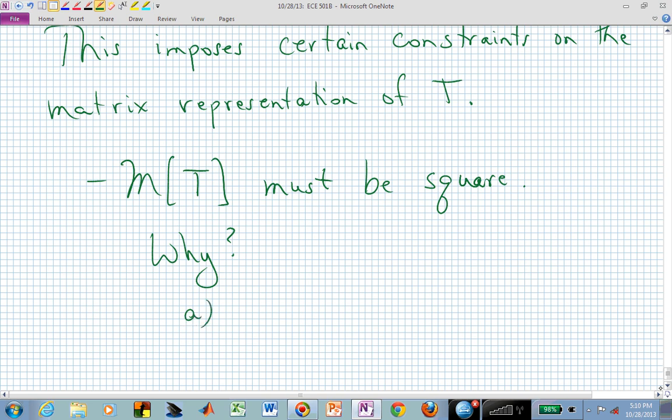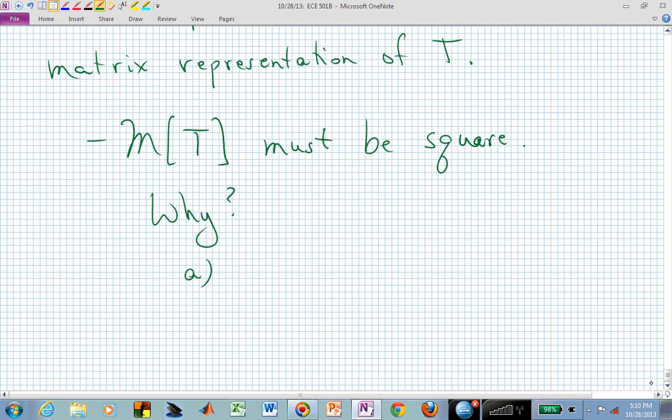What are some reasons why that matrix representation needs to be square? Well, the first time we used operators, we said we were going from V to V, so we have to be going between similar vector spaces, which means our operator is square. So the matrix representation of these operators must be square, since this T is such that we go from V to V.